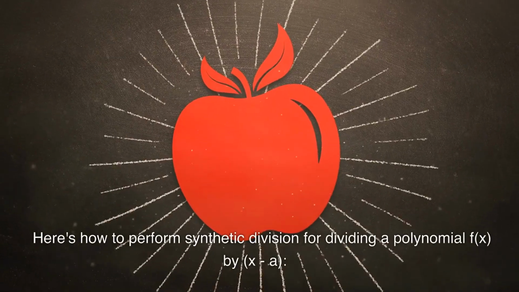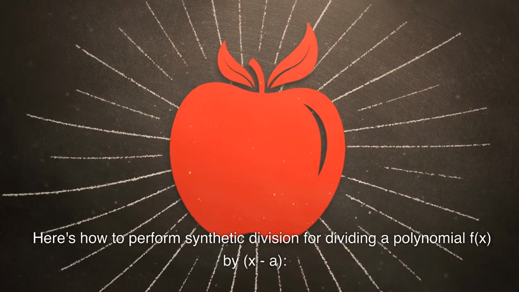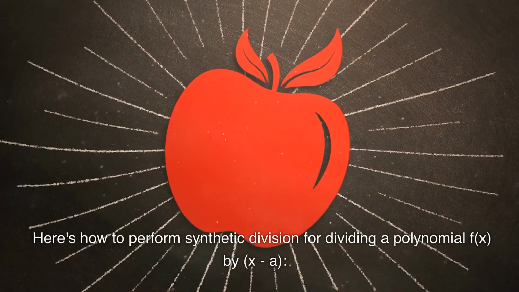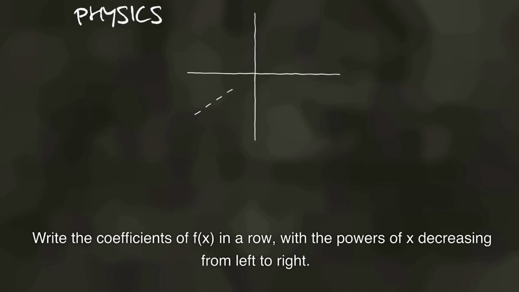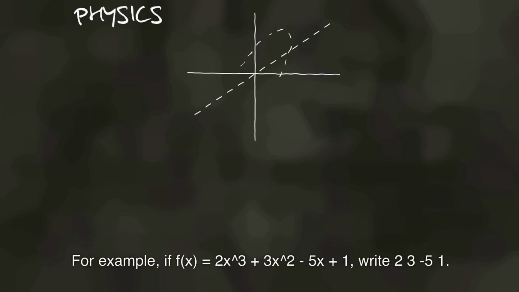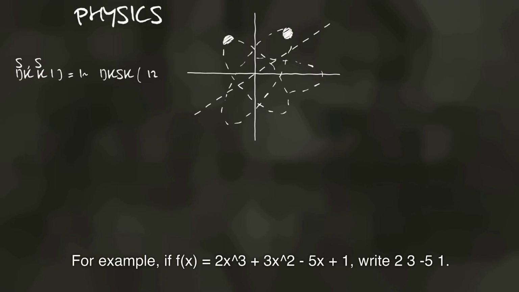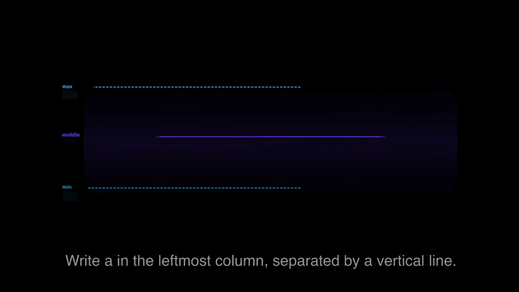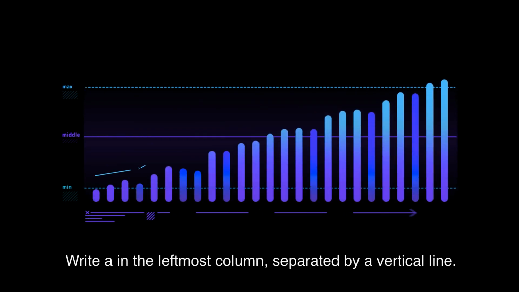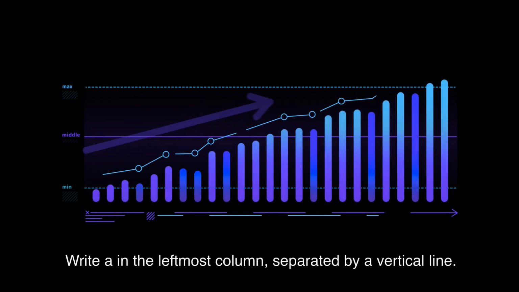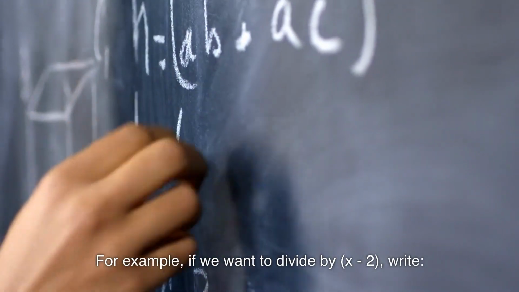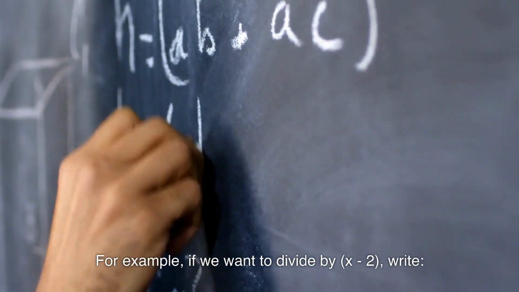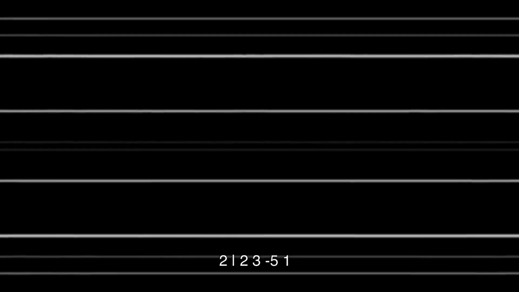Here's how to perform synthetic division for dividing a polynomial f(x) by (x - a). Write the coefficients of f(x) in a row, with the powers of x decreasing from left to right. For example, if f(x) equals 2x cubed + 3x squared - 5x + 1, write 2, 3, -5, 1. Write a in the leftmost column, separated by a vertical line. For example, if we want to divide by (x - 2), write 2 | 2, 3, -5, 1.